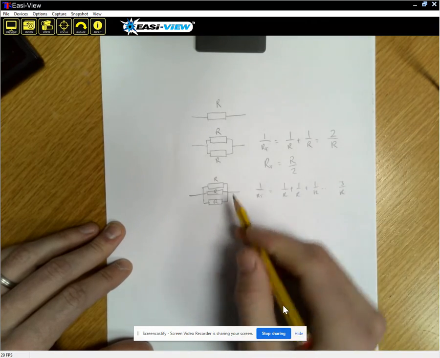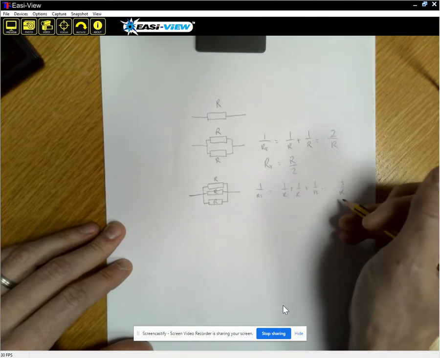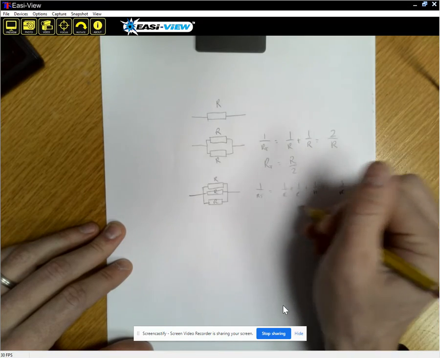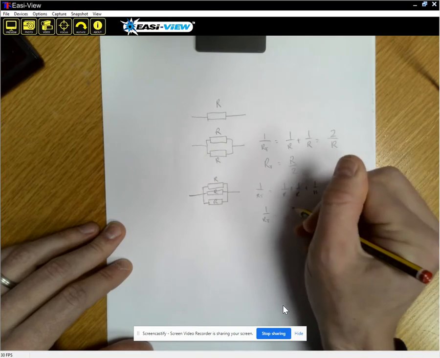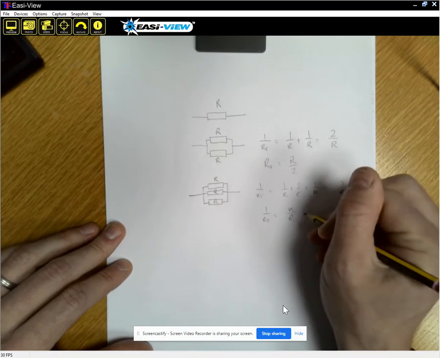But hopefully you can see the number of resistors. You end up with N over R. So if I've got N, then 1 over RT ends up as being N over R.